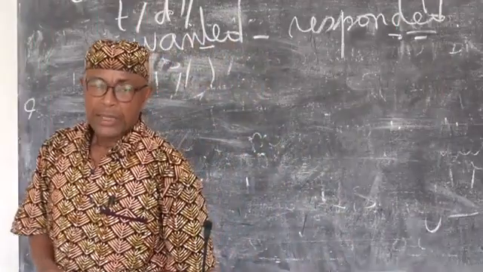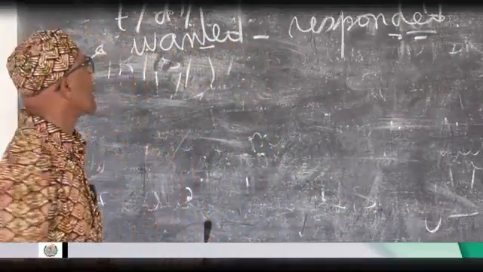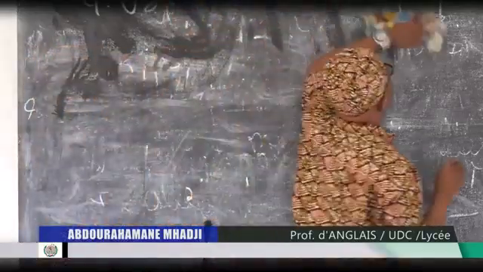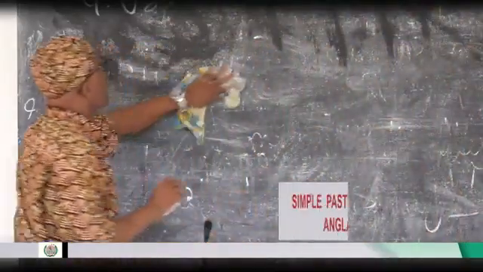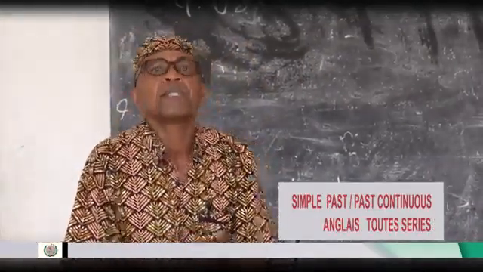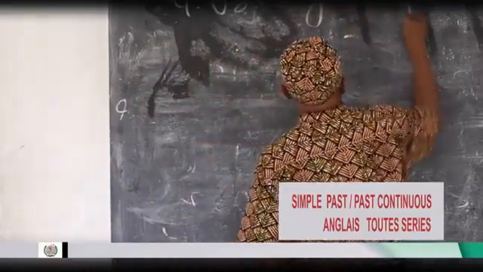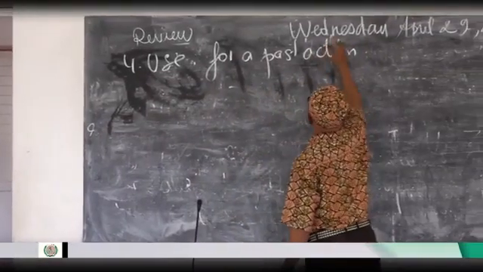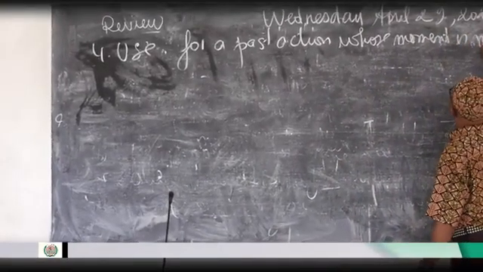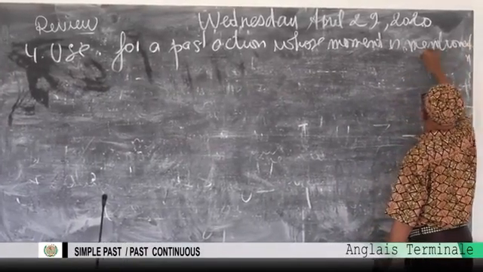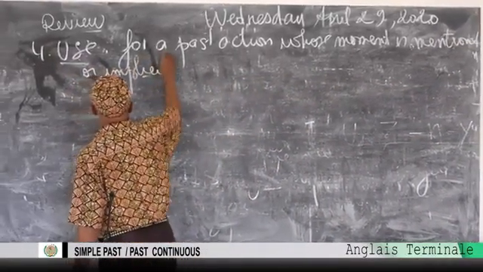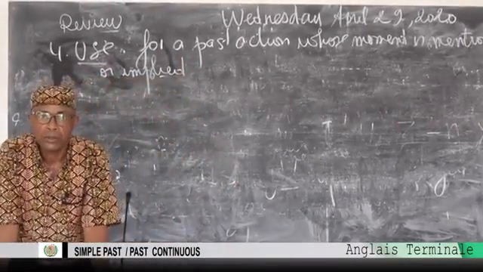Okay, welcome back. Now, let's move on to point 4, the use of the simple past. In other words, when do we use the simple past? We use the simple past for a past action whose moment is mentioned, in other words, is known, mentioned, or implied, or left to be understood.